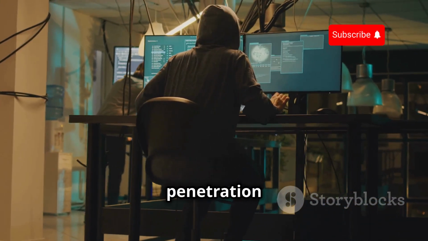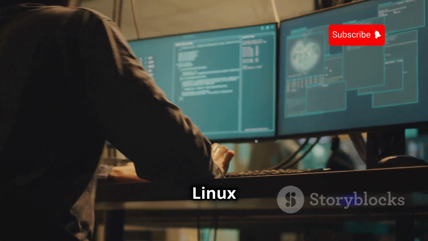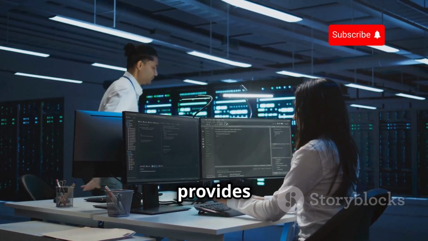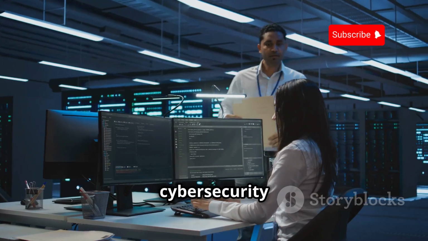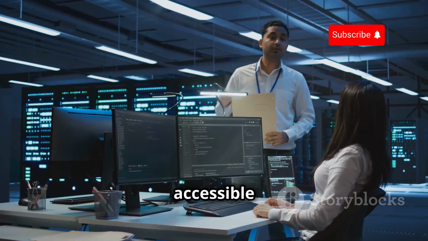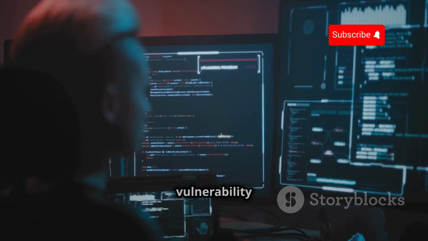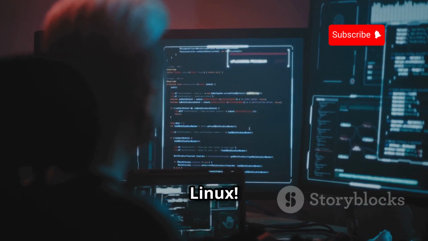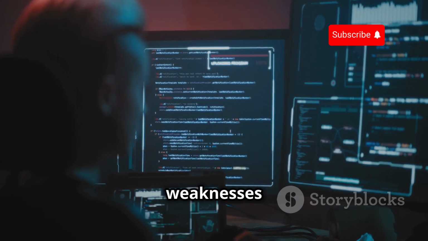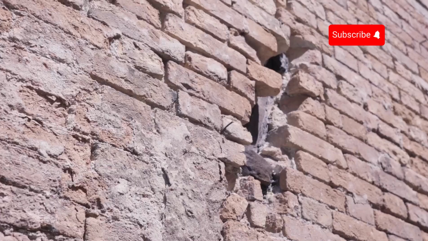Whether you're conducting penetration tests, performing forensic analysis, or simply learning about cybersecurity, Kali Linux has the tools you need. Whether you're a seasoned professional or just starting out, Kali Linux provides a powerful platform to enhance your cybersecurity skills. Its user-friendly interface and comprehensive documentation make it accessible to users of all skill levels. Let's dive in and explore the fascinating world of vulnerability scanning with Kali Linux. We'll show you how to use some of the most popular tools to identify and address security weaknesses in your systems. Get ready to take your ethical hacking skills to the next level.